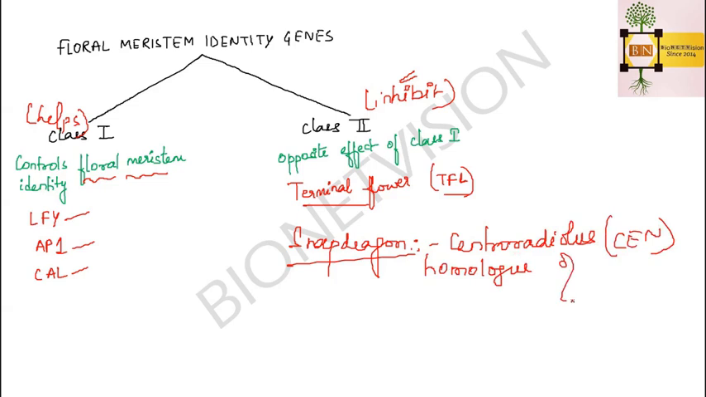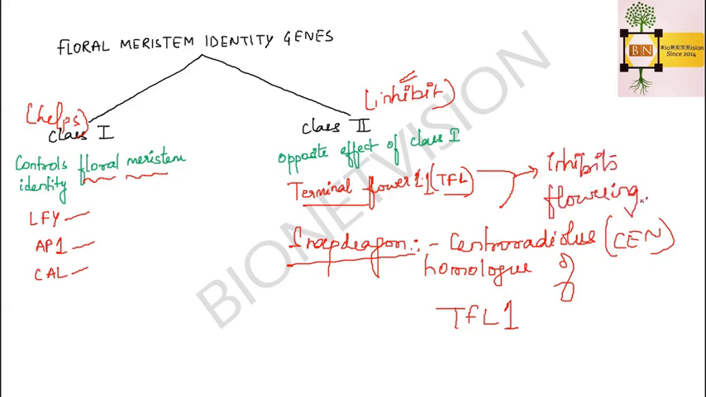This gene is a homologue of Terminal Flower 1, TFL1, and this gene also inhibits flowering. Clear? Both of them inhibit flowering. So what we studied is that Centroradialis is a gene in snapdragon which is a homologue of the Terminal Flower 1 gene in Arabidopsis, and both of them are involved in the inhibition of flowering.